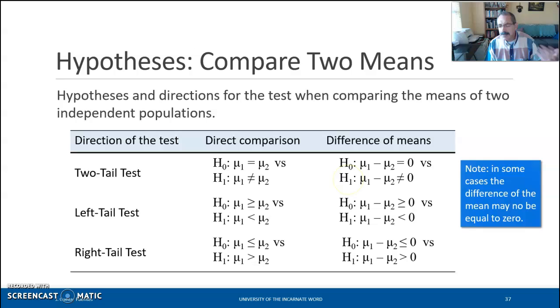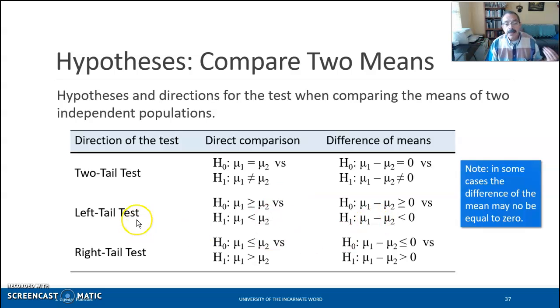For example, let's say you want to show that the mean of the first population is 3 times bigger than the mean of the second population. Well, in that case, this will not be equal to 0. It will be equal to 3. So you need to be very careful when you're reading the problem that you're solving. And when you write the hypothesis, you need to realize whether the difference is equal to 0 or equal to some other quantity. And the same applies for the other directions of the test.